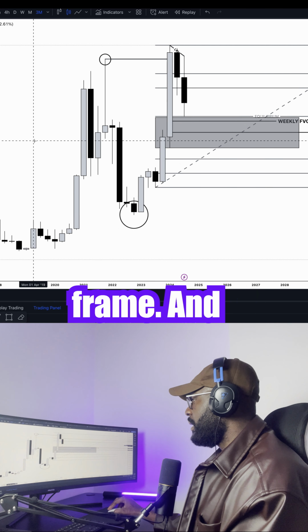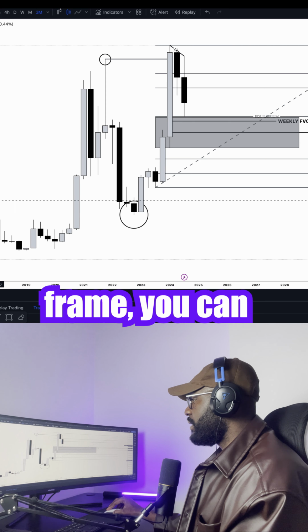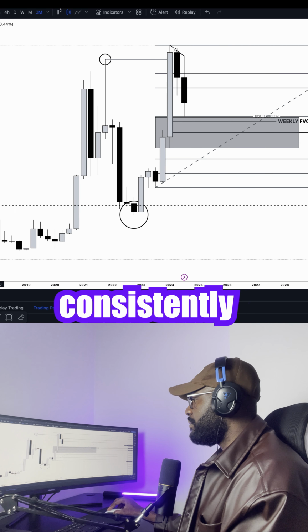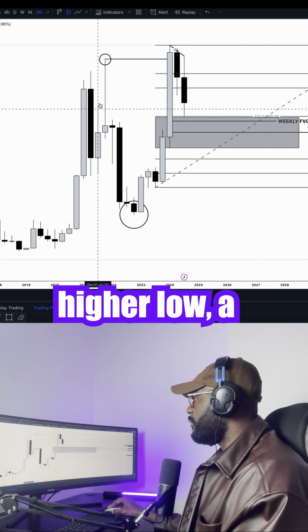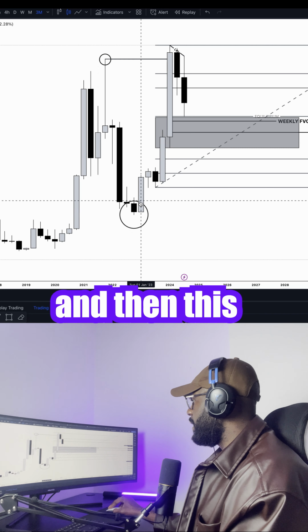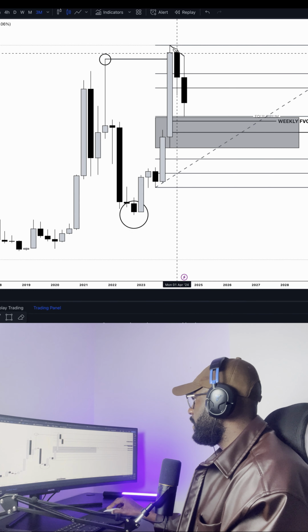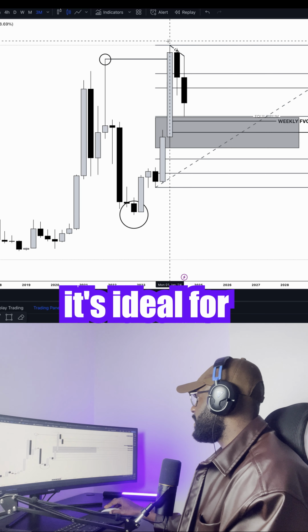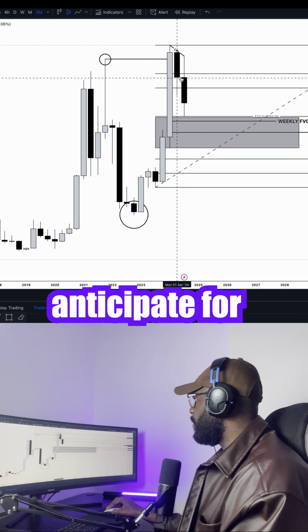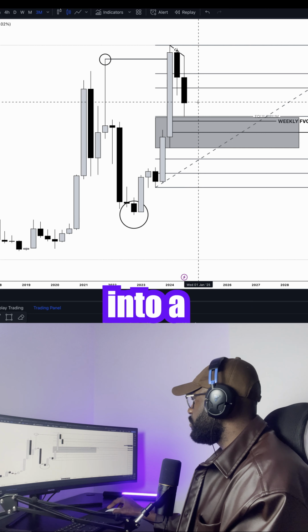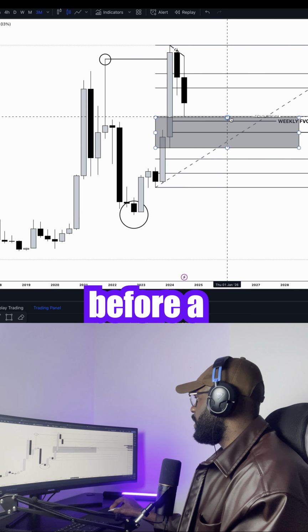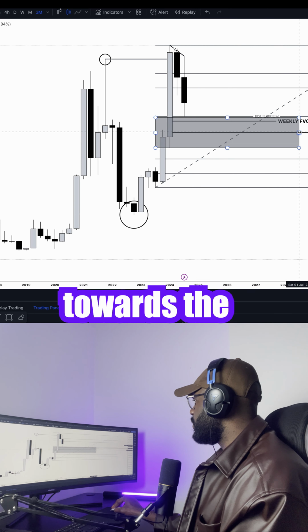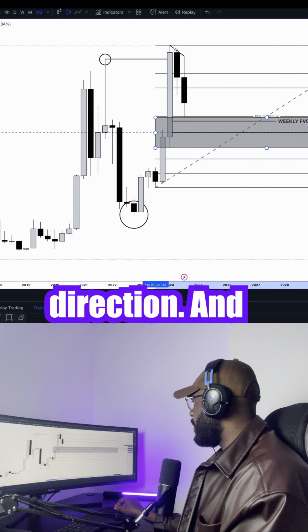Now, the first thing I do is to have an overview and understanding of the market structure on the 3-month time frame. And right here on the 3-month time frame, you can see how price has consistently been creating higher high, higher low, a higher high, and then this higher low right here, and then a higher high. Now, after this higher high, it's ideal for me to anticipate for a retracement into a discount zone before a potential continuation towards the overall market direction.